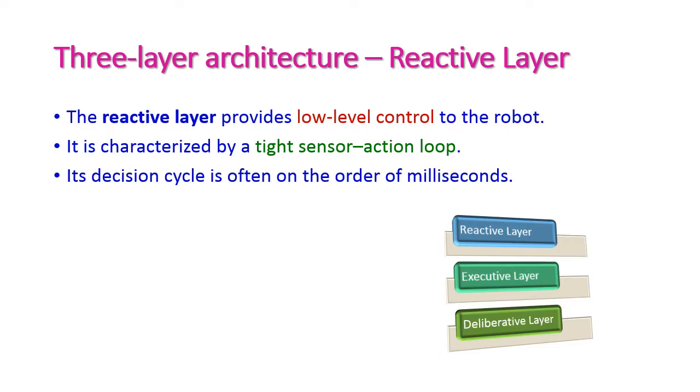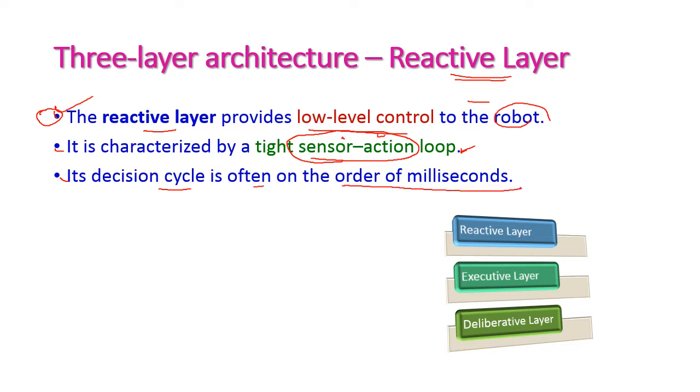In the three-tier architecture, the first layer is the reactive layer. This layer provides low-level control to the robot, right? Low-level control, and it is characterized by a tight sensor action loop. The sensor action loop is very tight. Based on the sensor only the action will take place, and the decision cycle is often on the order of milliseconds. So immediately the decision will be taken by the robot.